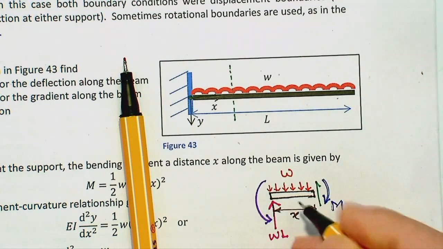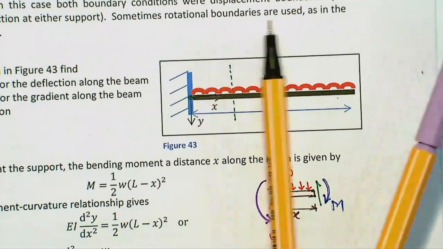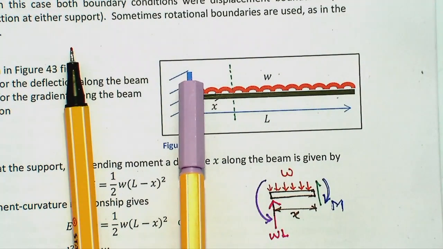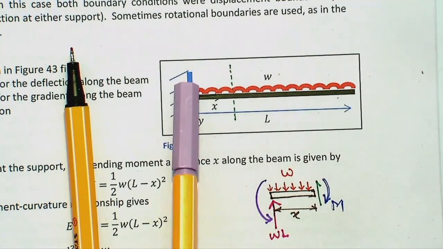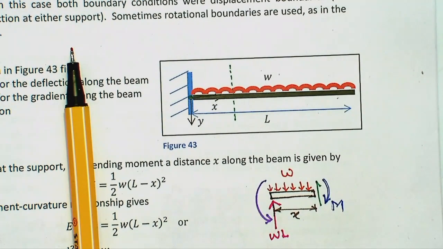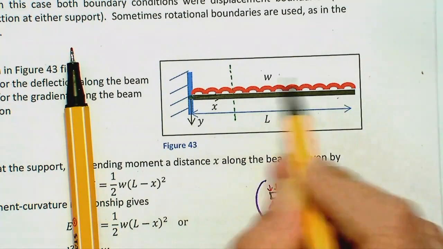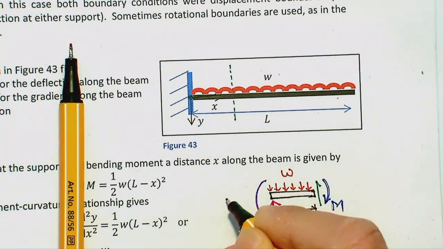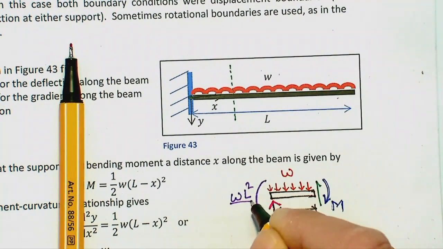Yeah, counterclockwise moment, but what is the value? The value is not necessarily the same as the bending moment at the section, because x could be anything. x could be L over 2. So you don't expect the support moment to change. The support moment is for the whole beam. So what would be the support moment? Yes, it's the total load times L over 2. So WL times L over 2, that is WL squared over 2.